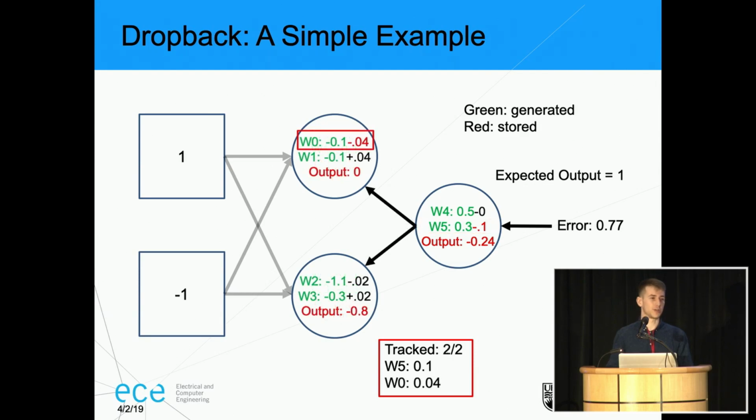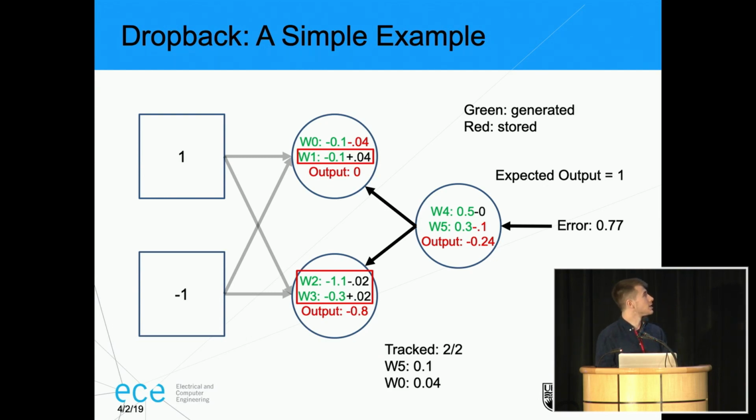Same story for weight 0. Next time we use weight 0, we're going to look in the set, see that we have an update for it, and use that to create the full weight value. Now we've filled our track set, and weights 1, 2, and 3 have updates, but they're not higher magnitude updates than anything else in the track set. So we're not going to put them in our track set. These are less important than the other weights. Next time we use them, we're just going to drop them back to their initial values, see that they're not in the track set, and continue on from there.